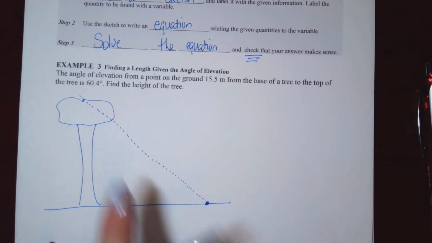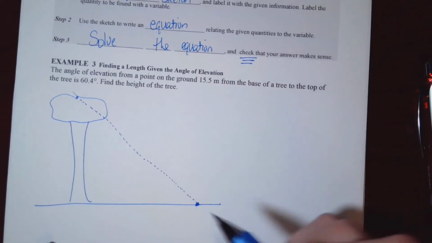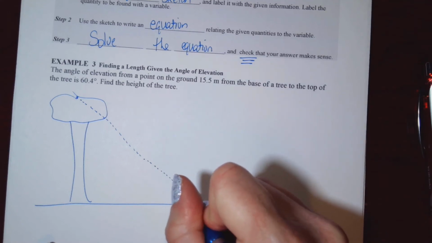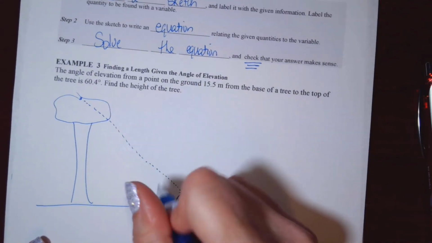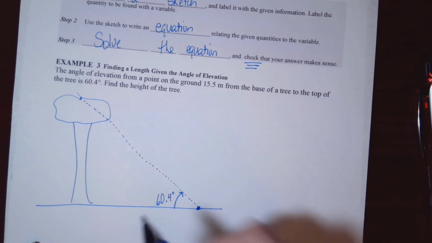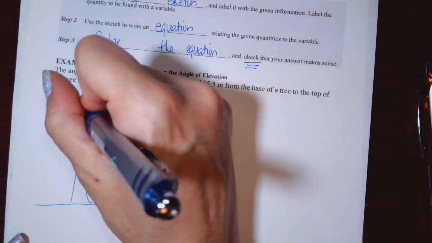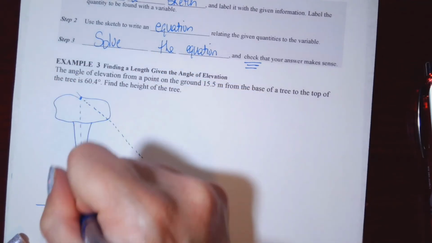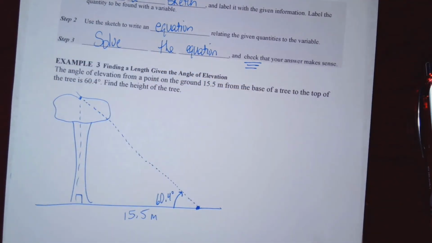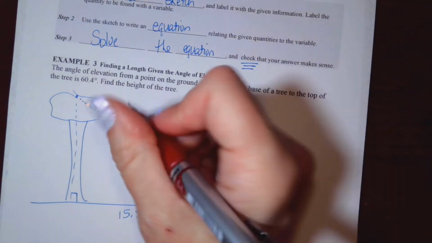Sorry, that's not straight. I really need something to do a straight line here. But if I'm going from that horizontal up to the top of the tree, that is 60.4 degrees. That is my angle of elevation. Now, this point on the ground is 15.5 meters from the base of the tree, and I have formed a right triangle, assuming my tree is growing straight up. I'm measuring to some point straight up. What I'm looking for is the height of the tree.